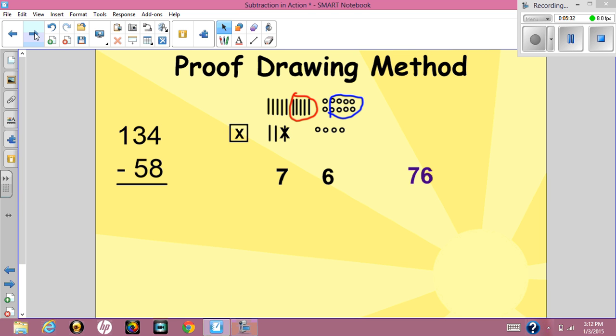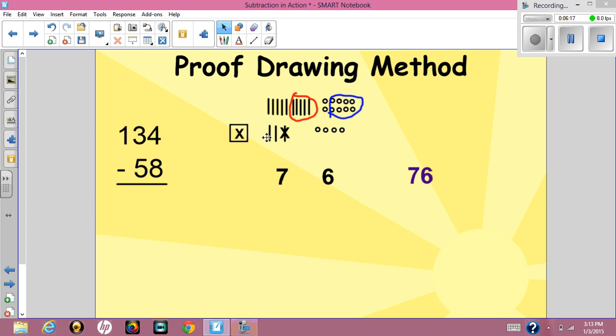Now let's look at a proof drawing. Same equation we've been working on, and this proof drawing identifies in the same way that an addition method drawing uses, but we're going to be extracting numbers from them instead of adding. So here is our 134 in a proof drawing, our 100 square, our box. Then we have our 3 tens, 10 sticks, and then we have our 4 circles, which represent 4 ones.